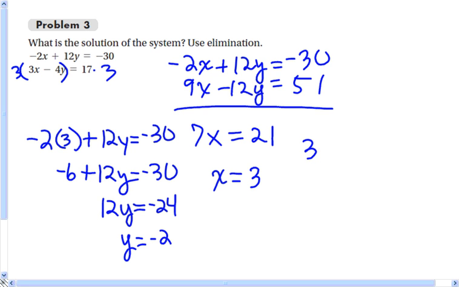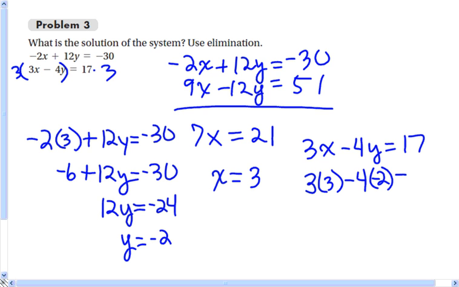Checking in the other equation just to make sure it works. 3x minus 4y equals 17. And x was 3, so 3 times 3. Y is negative 2. And 3 times 3 is 9 minus negative 8. And that is equal to 17. So we're good. Go ahead and do the last problem.